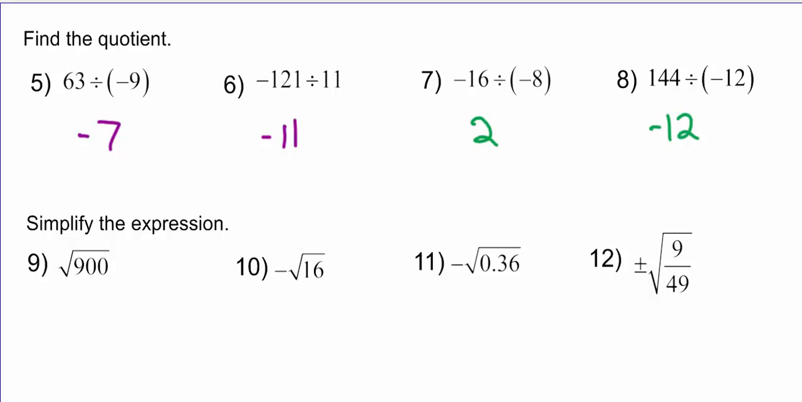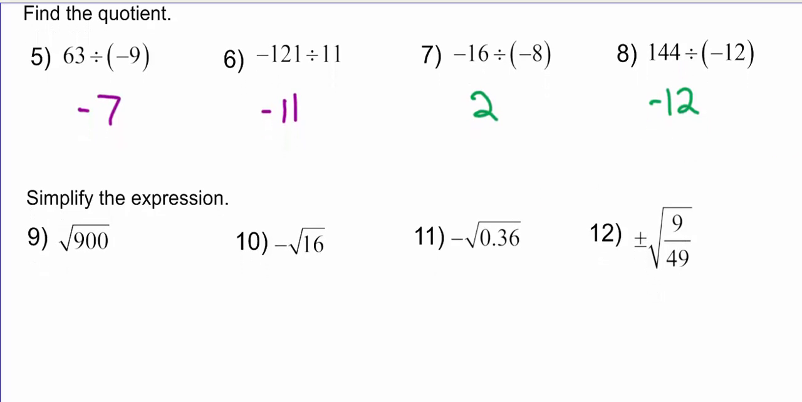All right, welcome back. Hopefully you got the same results I did. On number 7, we of course got 2. 16 divided by 8 is 2, so negative 16 divided by negative 8 would also give us a positive 2. And then on number 8, 144 divided by negative 12 gives us negative 12. It's probably worth pointing out here that on both numbers 6 and number 8, I gave you examples of perfect square situations. So like 11 times 11 is 121. 12 times 12 is 144.